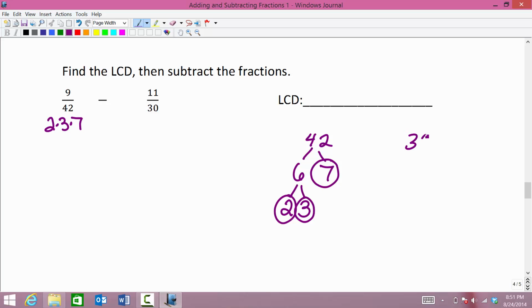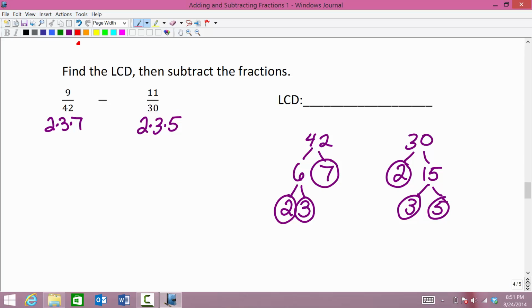Now let's do the same thing with 30. 30 would be 2 and 15. I'll keep the 2 since that is prime. And 15 can be broken up into 3 and 5. So we have the prime factors of 2, 3, and 5.